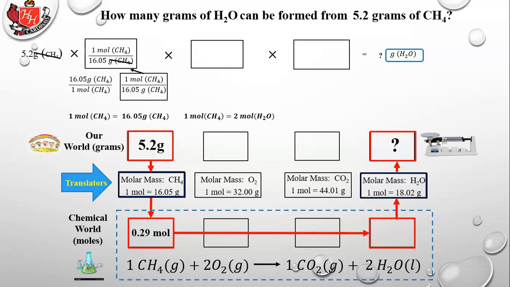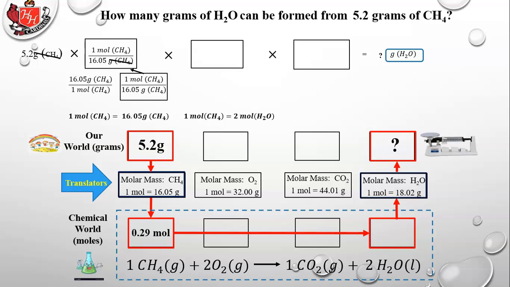It's 0.29 moles. Now we don't care about that number. You won't normally do this calculation in the middle of the problem, but I'm just showing you how this is flowing. Okay, next we need to get from moles of CH4 over to moles of H2O, and we've done this in all three of the last two problems.